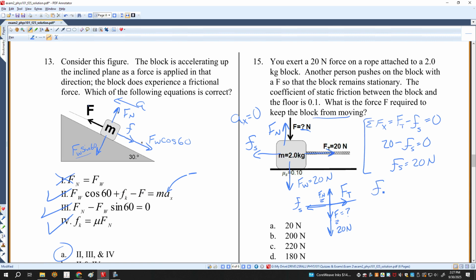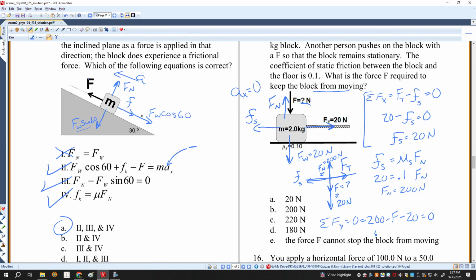Then I also know that F_s is equal to mu_s times the normal force. And so that's 20 equals 0.1 times F_n. So F_n equals 200 newtons. So this force is equal to 200 newtons. That means if I do the sum of the forces in the y direction, which are equal to 0, that would be 200 minus F minus 20 equals 0. So F then equals 180 newtons.